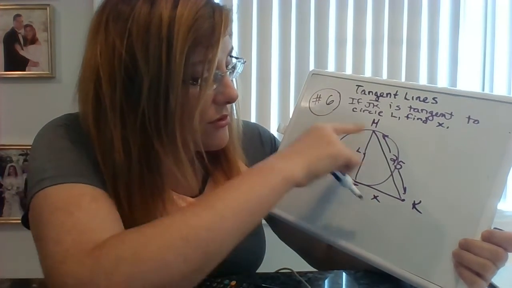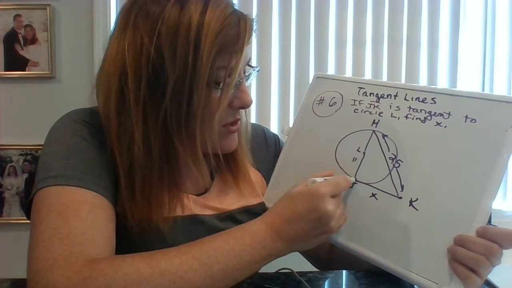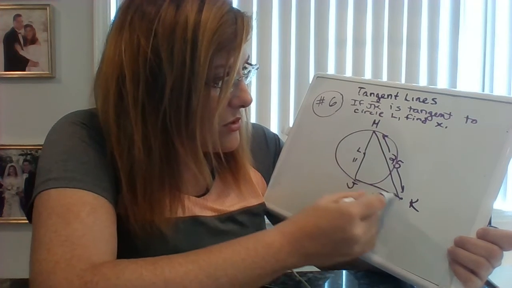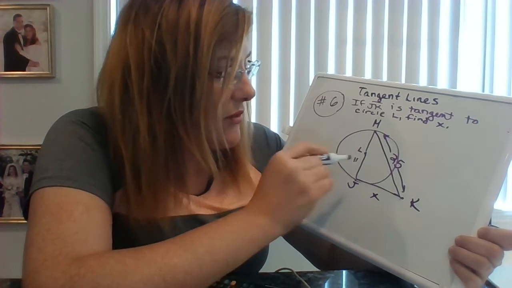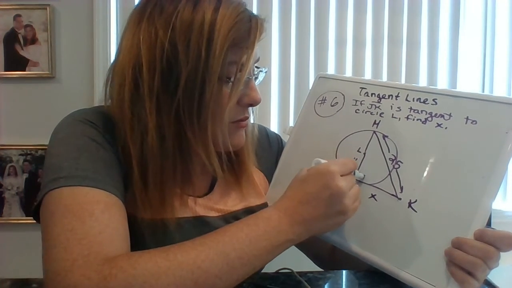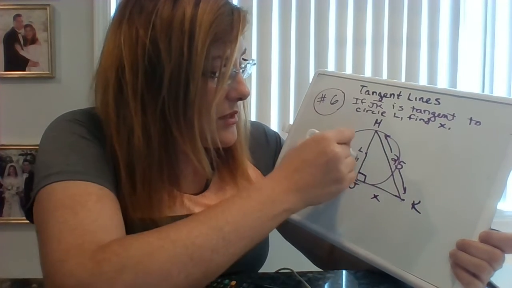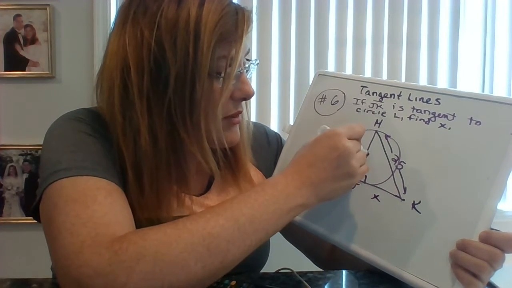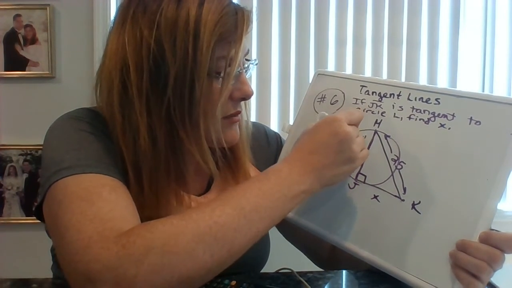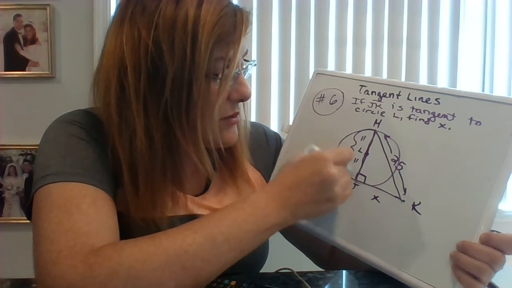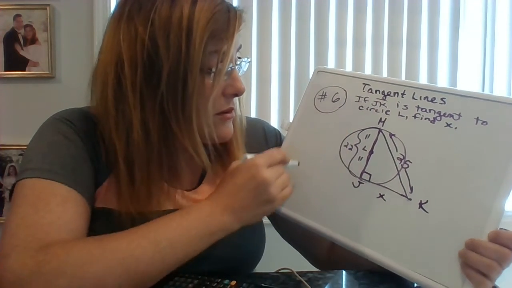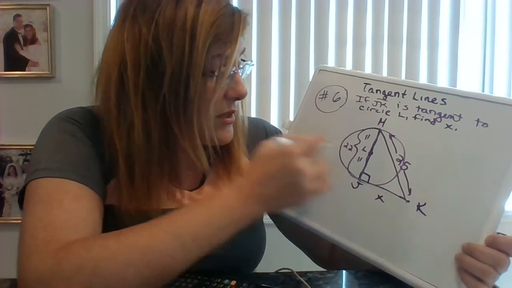So here it shows us if JK, which is this, is tangent to circle L, find X. Well, if it's tangent, this will be a right angle. In this case, this is a radius of 11, so this has to be a radius of 11. Together, this side is 22. So leg squared plus leg squared is hypotenuse squared.